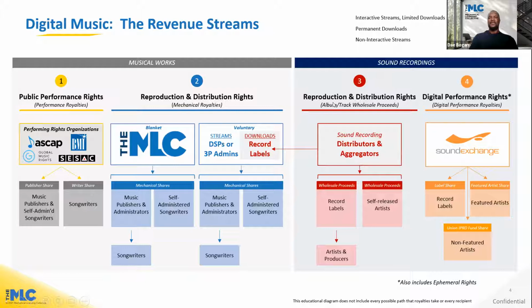On the sound recording side, we have the reproduction and distribution rights, which are paid out in wholesale proceeds for streaming and downloads. Those master royalties go to distributors and aggregators, and then down to record labels and self-released artists. For digital downloads, which include a mechanical royalty, those royalties are passed on and then paid down to publishers and self-administered songwriters. Digital performance rights for sound recordings are paid by SoundExchange to record labels, to featured artists, and to non-featured artists through the Union Fund. So this is the overview of the US digital music landscape in terms of royalties. This graphic is available on our website as well under the resources section.